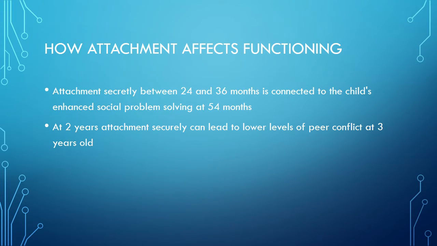How attachment affects functioning. Attaching securely between 24 and 36 months is connected to the child's enhanced social problem solving at 54 months. At 2 years, secure attachment can lead to lower levels of peer conflict at 3 years old.